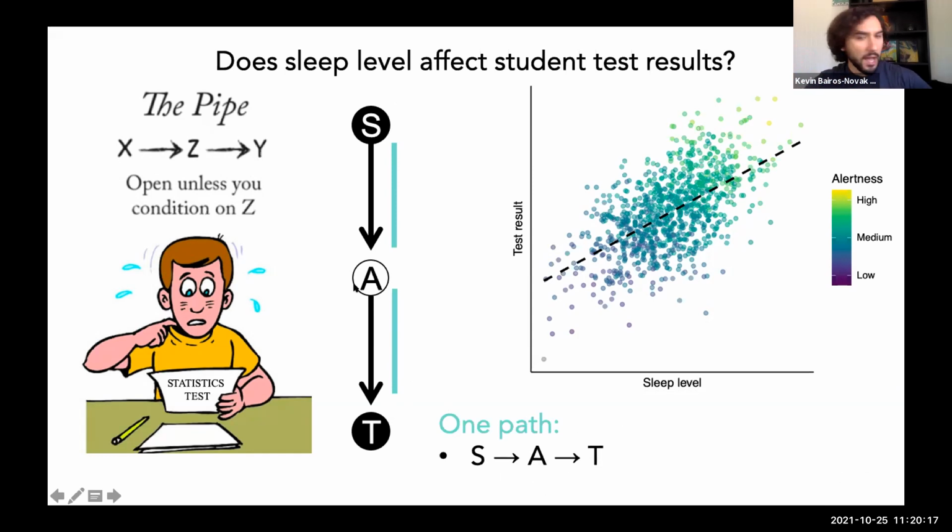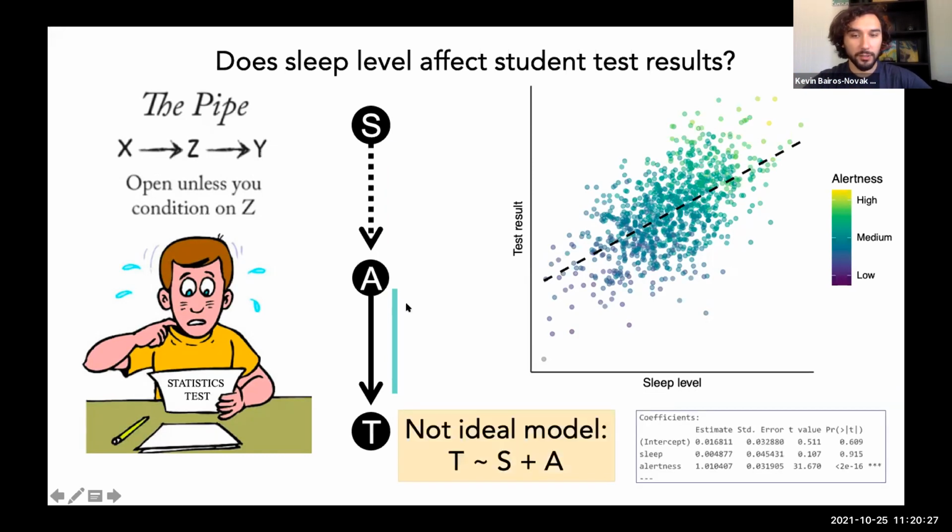All right. So it basically is open unless you condition on the middle thing. So in this case, A is the middle thing. If we include A in our model, if we include the effect of alertness, we're actually eliminating the effect of sleep on T. It's basically closed this up. So now we just have alertness affecting our test results, but we don't have any effect of sleep because it's blocked it. We've closed the pipe by including alertness in our model.